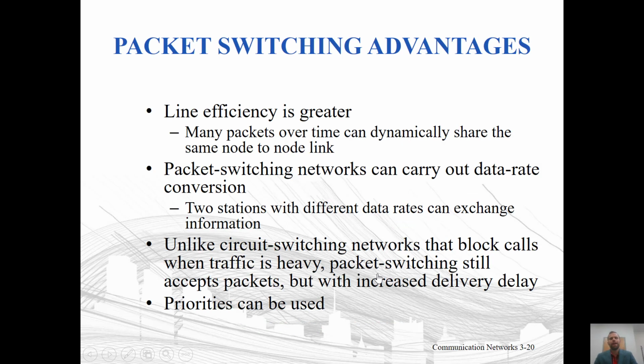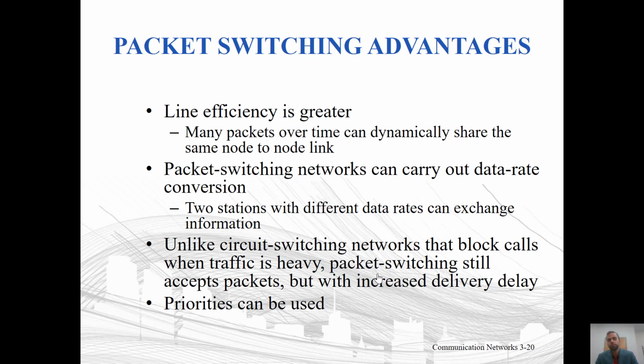So, packet switching advantages. Essentially the line efficiency overall is greater, so many packets over time can dynamically share the same node-to-node link. Packet switching networks can carry out data rate conversion as well. So if, let's say, link A to B has 100 megabits per second and link B to C, due to some circumstances, has 50 megabits per second, those nodes can carry out data rate conversion to route the packets through the network. So two stations with different data rates can exchange information.